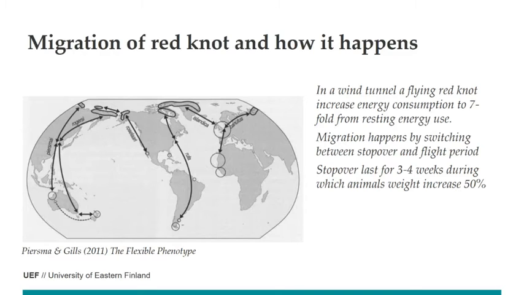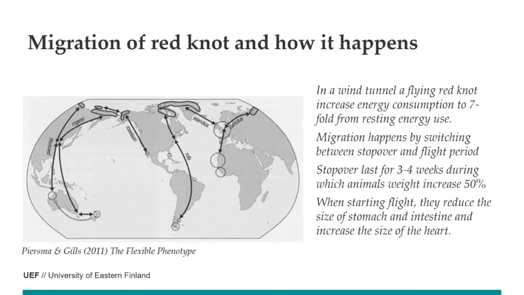That means that they are resting for one month in one place, during which they gain weight by 50%. This means that they are eating a lot, they are using their stomach and intestine to increase the body weight in fat. And then, when they start the flight period, they reduce the size of the stomach and intestine, and at the same time increase the size of the heart. So this means that our organs are quite flexible when we have these challenges in our environment.